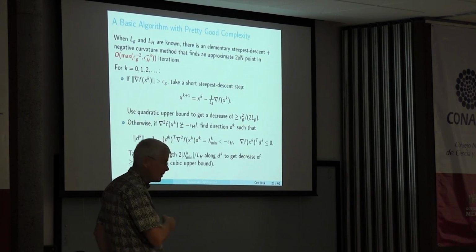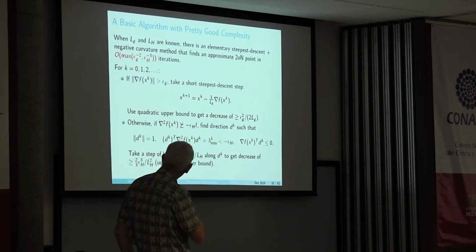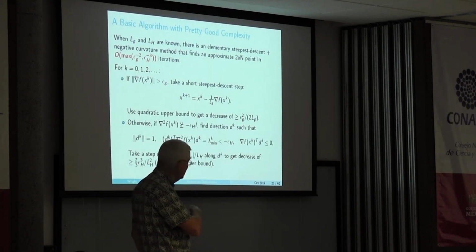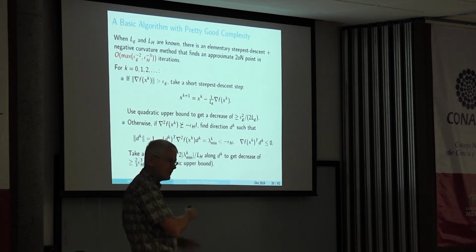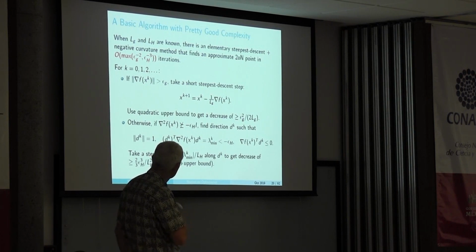And it's a very simple approach. It just takes two kinds of steps. First of all, if the gradient is bigger than epsilon, it just takes the steepest descent step. We've already done that, right? We already looked at that algorithm. And you do that if the gradient's bigger than epsilon.